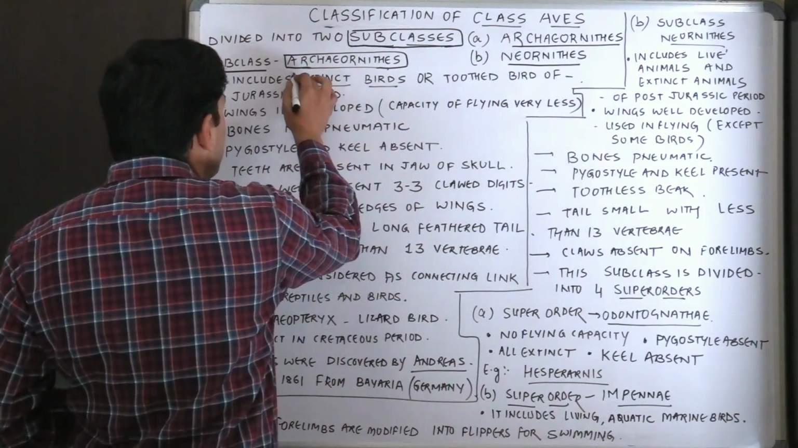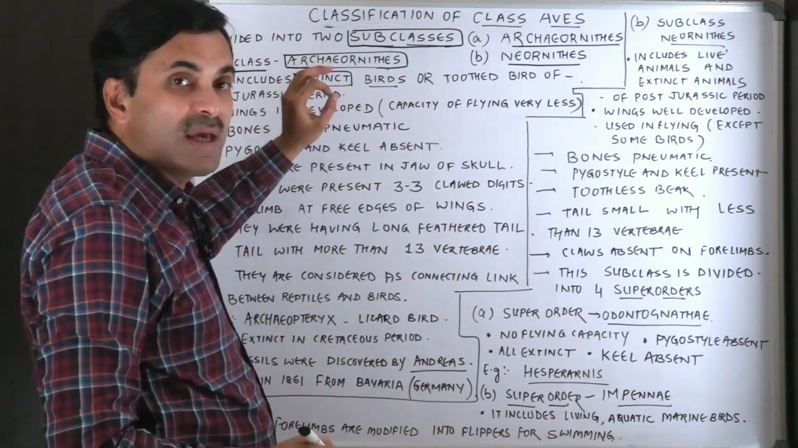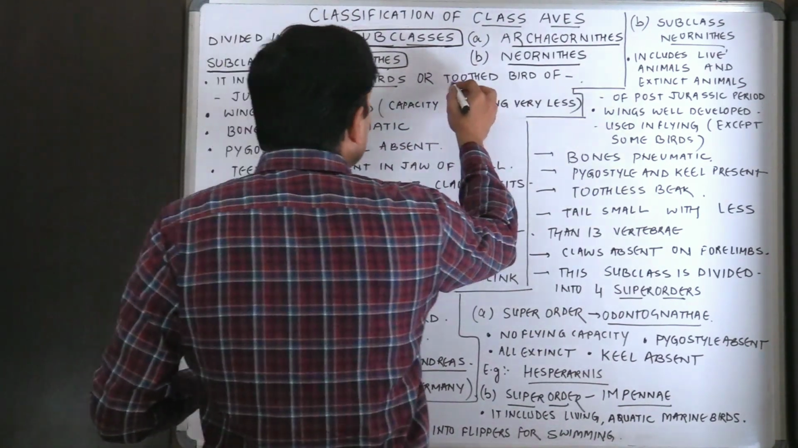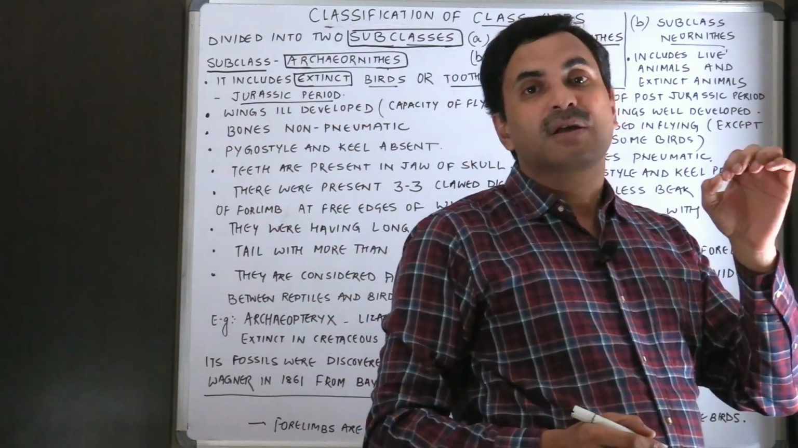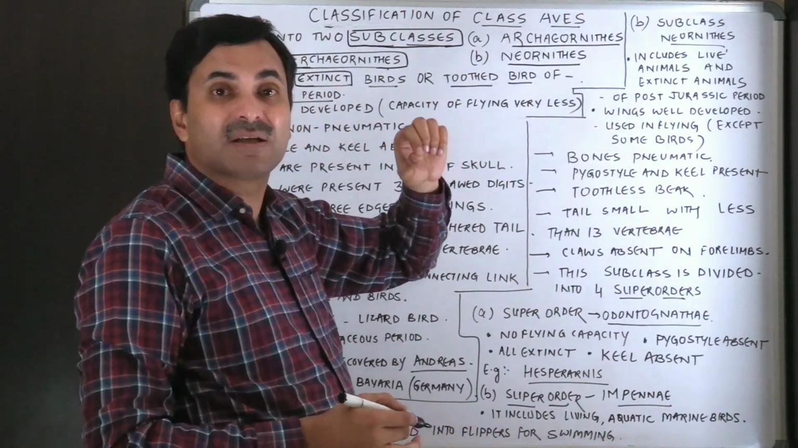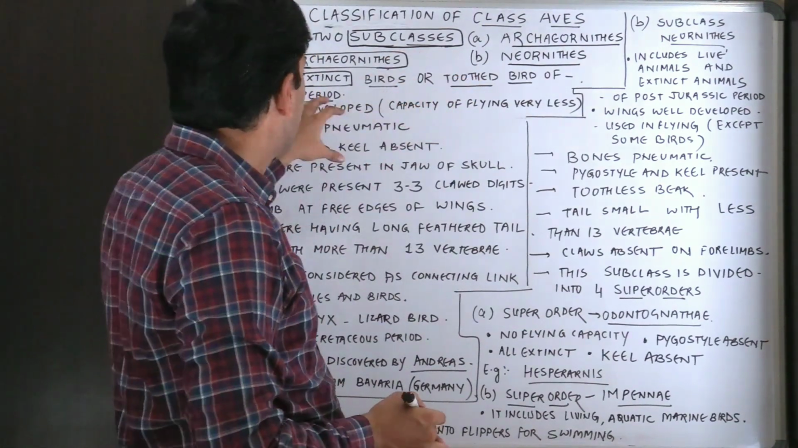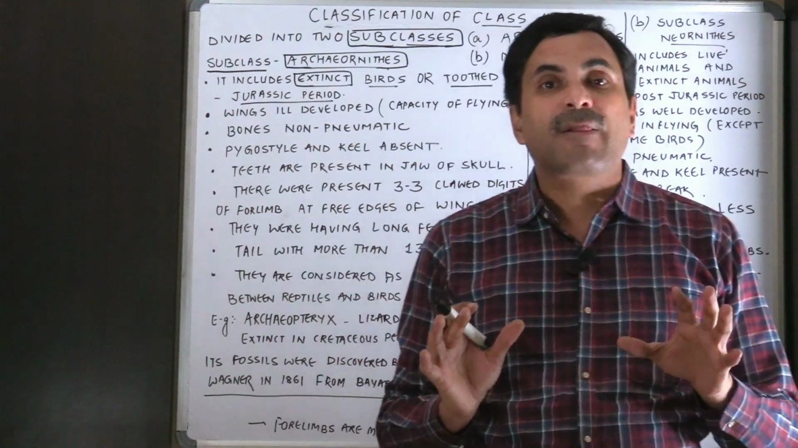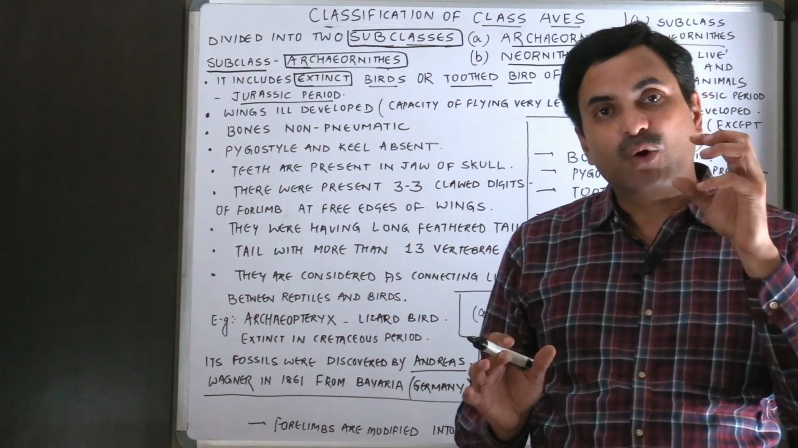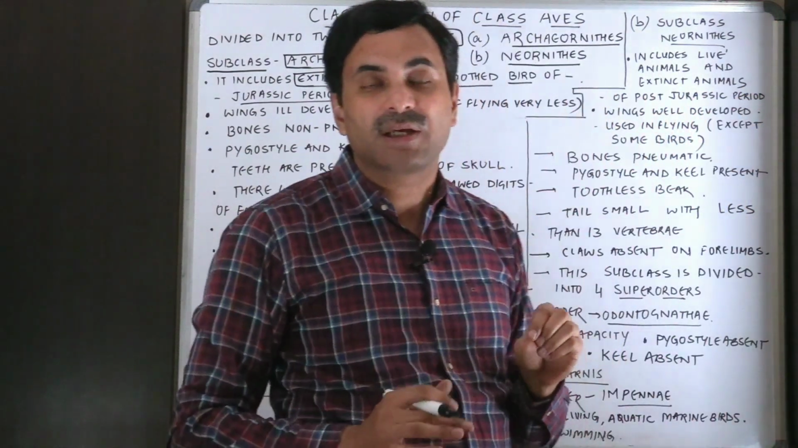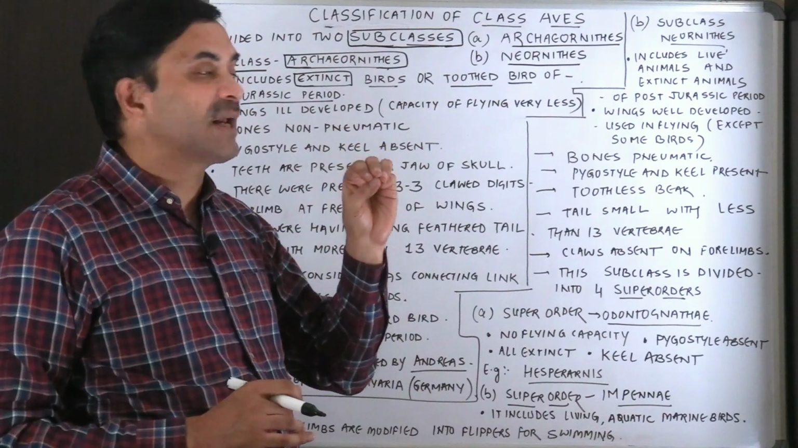All the members of the subclass Archaeornithes have become extinct, so it includes extinct birds, or I can say toothed birds of the Jurassic period, meaning they actually had teeth in their jaws. So that's why they are called the toothed birds of the Jurassic period. You know what the Jurassic period was? The Jurassic period was the period of the reptiles, and these birds originated from the reptiles only, and that's why you will see in a couple of minutes that these birds have many reptilian characters also.